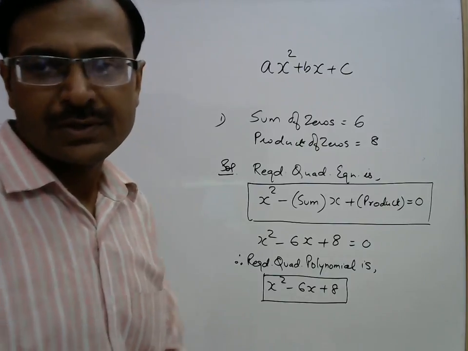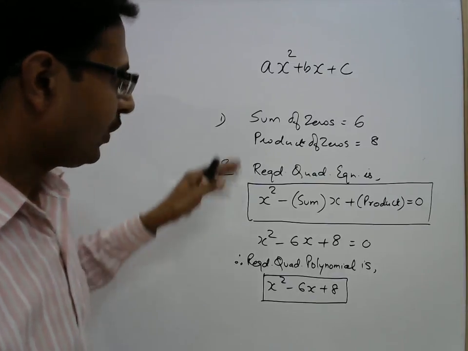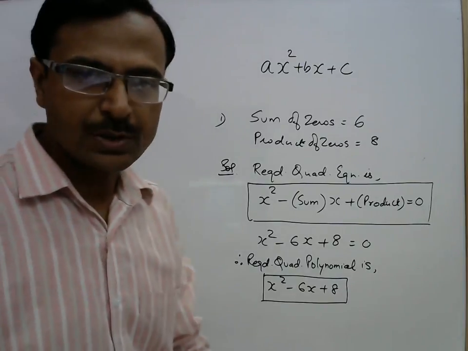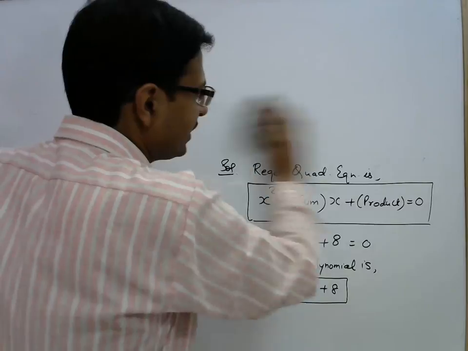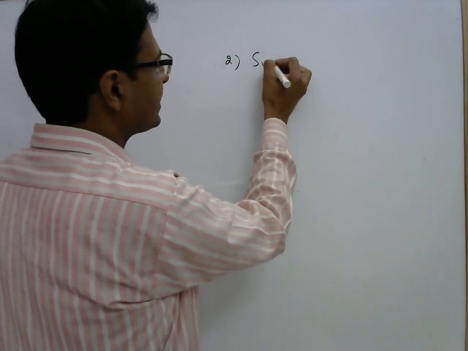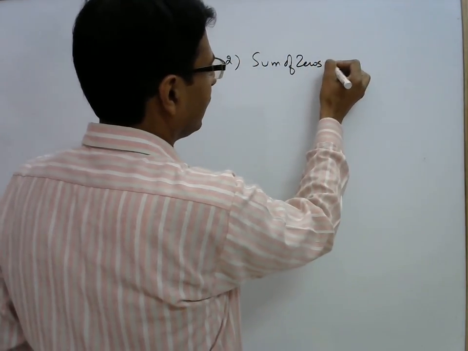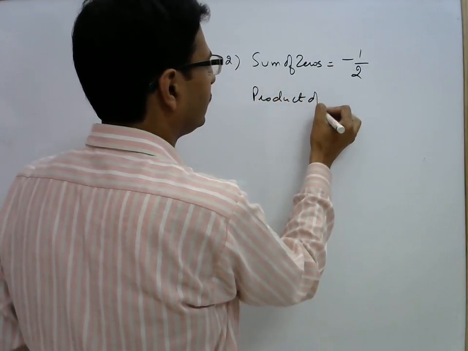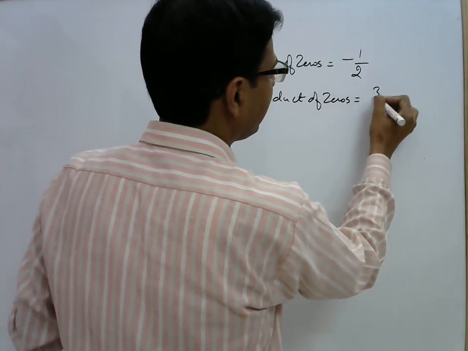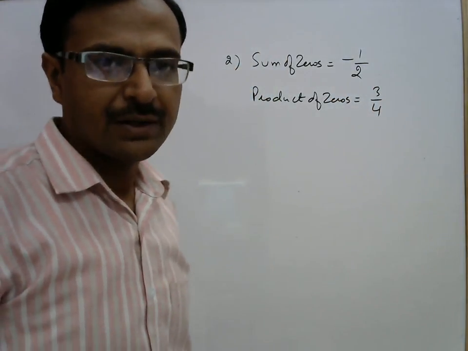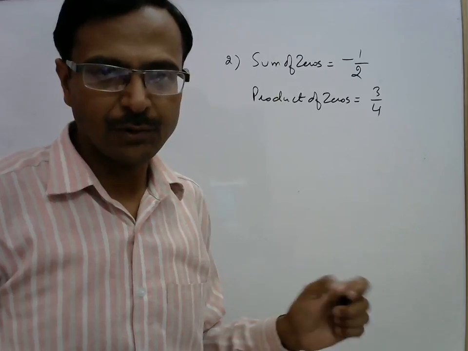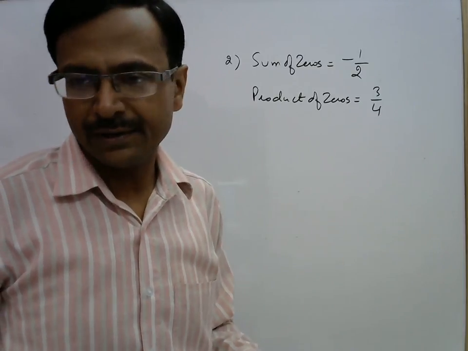Okay, so most of the students are ready for the next concept. Now, if you have understood this, now we can take one or two more examples. Then we will get on to some complex problems. Now, this time, suppose in question 2, the sum of zeros is given as minus 1 by 2 and product is given as 3 by 4. Now if you put the values of sum and product in that formula, let us see what we get.